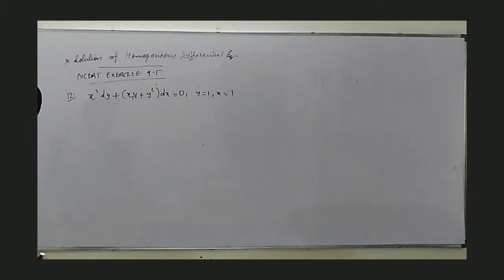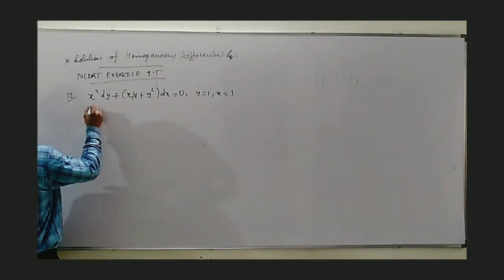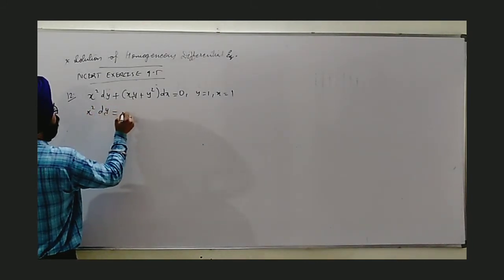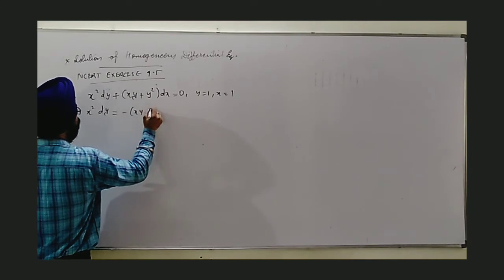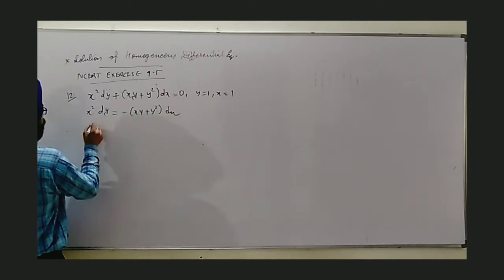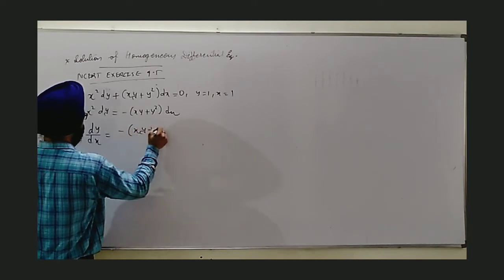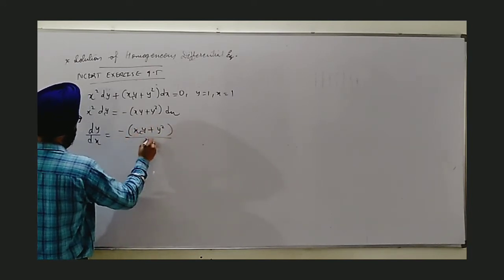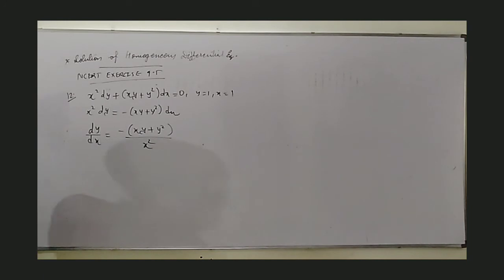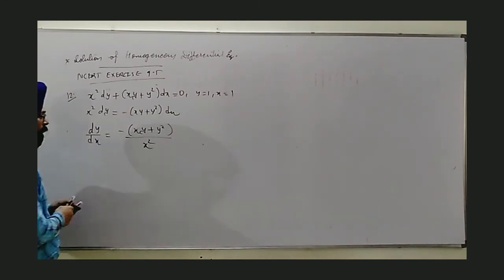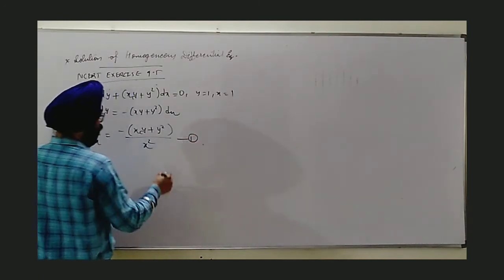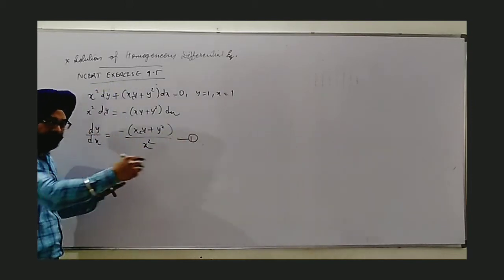This is the last question of the module here. For particular solution I have selected the same thing. First of all we find the value of dy by dx. We get dy by dx equal to minus of xy plus y square upon x square. You can check by putting lambda x, lambda y. Now this is equation number 1 for us. We will not touch these two values. First we will find the general solution.